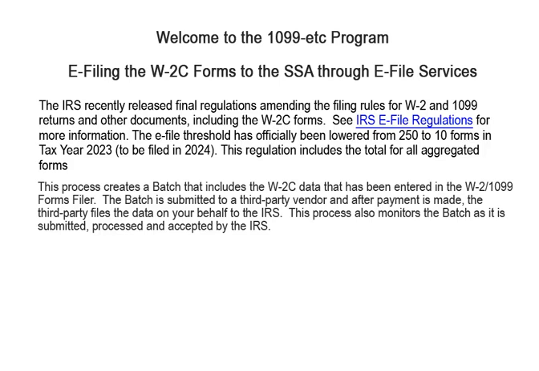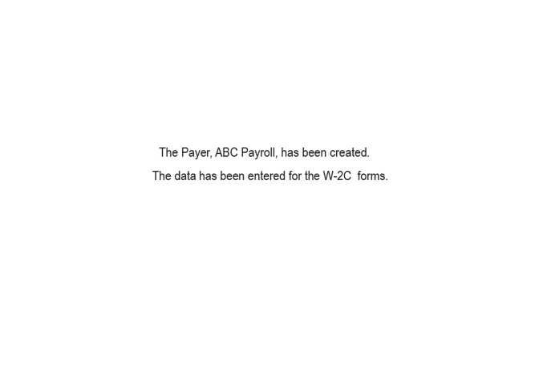This creates a file using the W-2C data that has been entered. Once the file is created, it is the user's responsibility to upload the file using the SSA's Business Services Online. A user ID is required from the SSA prior to using eFile Direct. Review Business Services Online for additional information. To begin, the payer, ABC Payroll, has been created, and the data has been entered for the W-2C forms.